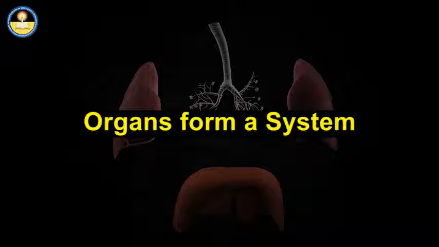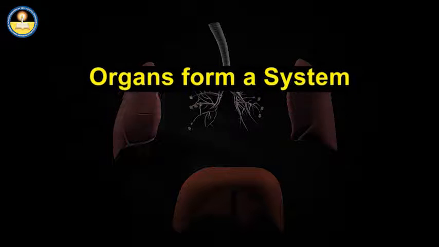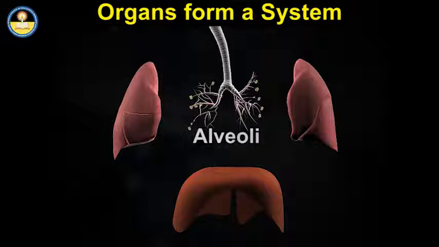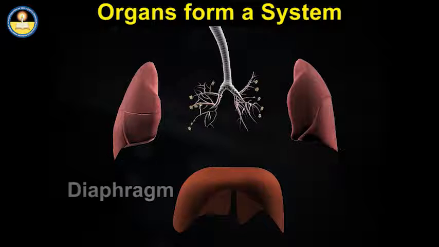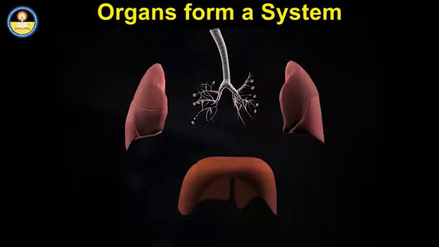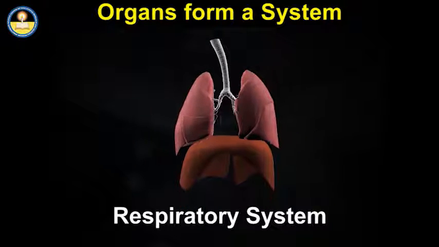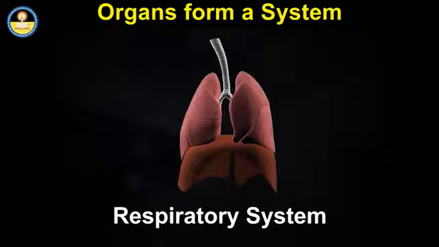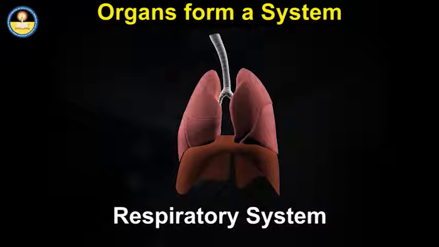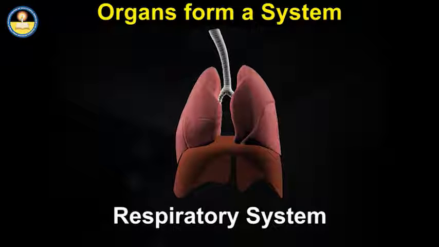Similarly, there are many different organs which form different systems in our body. Trachea, alveoli, lungs and diaphragm together form respiratory system. The main role of the respiratory system is to provide gas exchange between the blood and the environment.